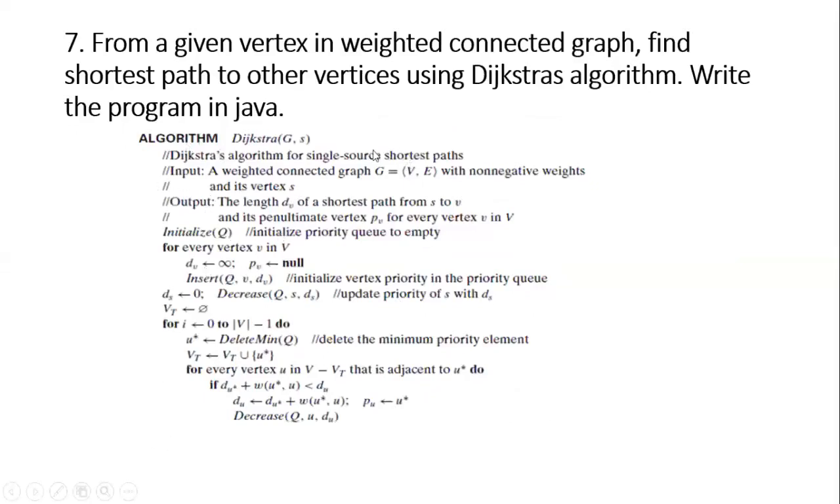Okay, so it's a single source shortest path algorithm for a weighted connected graph. It takes a weighted connected graph as input with non-negative weights and its vertices. Then the output will be the shortest path from the source to the destination V. So initially we make dV equal to infinity. For every vertex v in V, where capital V is the collection of vertices in the graph and small v is each vertex, the distance is infinity in the beginning and the path is null.